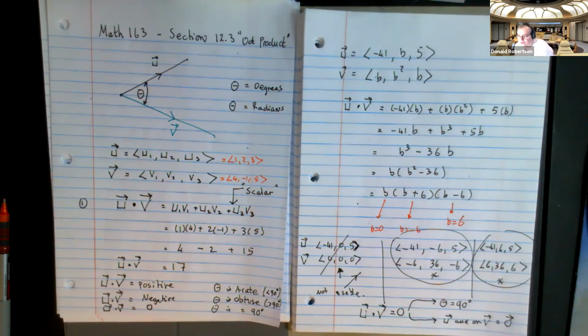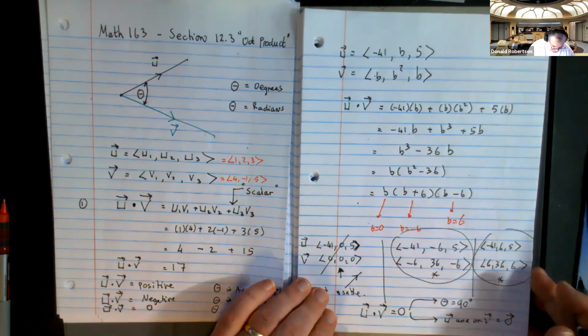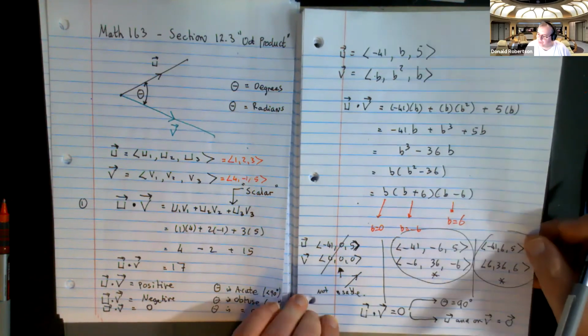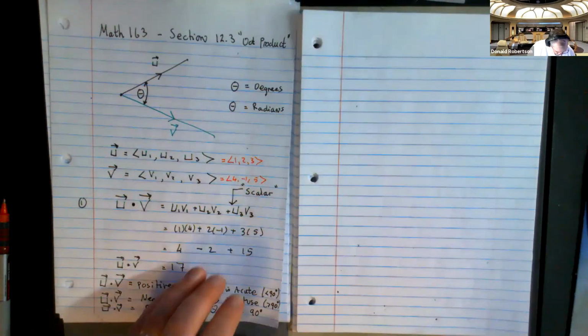So if the question was, for what values of b do you end up with two vectors that are at right angles, these two would be the ones that work. It's kind of an interesting little puzzle.